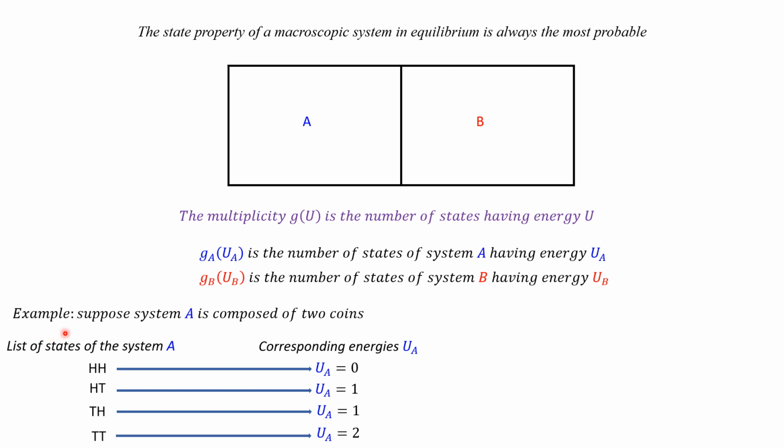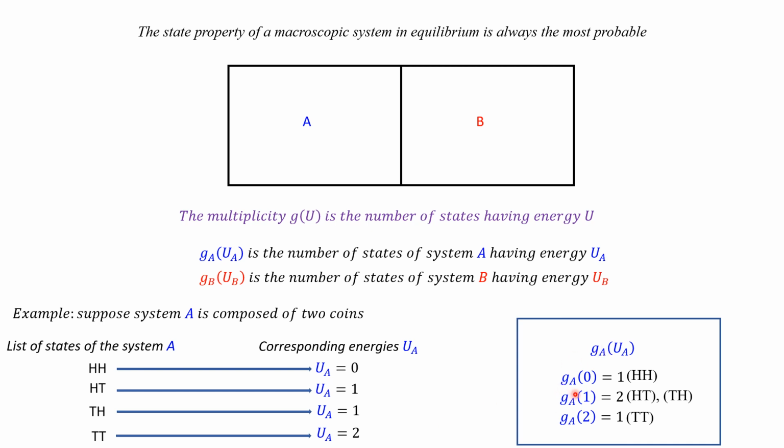So as an example, let's suppose again a system A composed of two coins, just like we did in the previous lecture. So these are the four states of the system, the four possible combinations of heads and tails. And let's suppose again that we ascribe 0 units of energy to heads and 1 unit of energy to tails. So this state, HH, we have two heads, so 0 units of energy. HT, we have one tail, so 1 unit of energy. TH, 1 unit of energy. And TT, 2 units of energy.